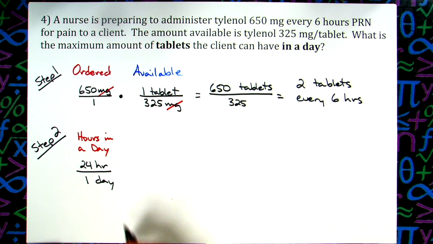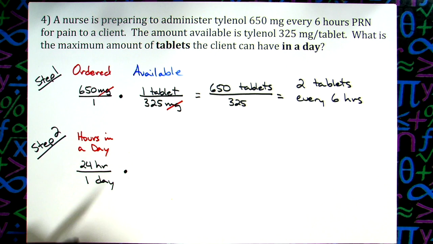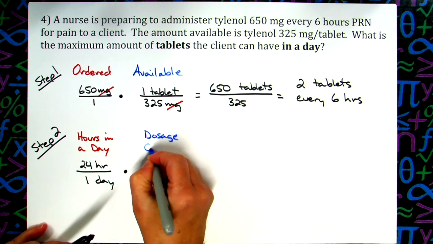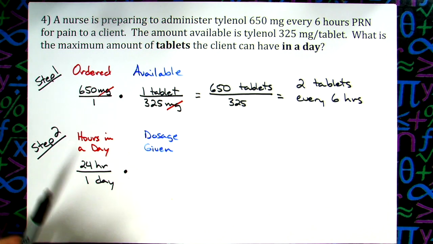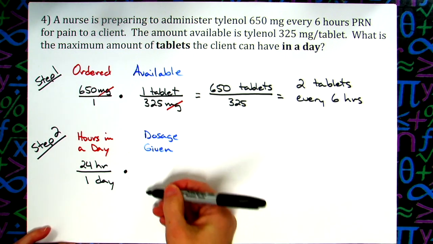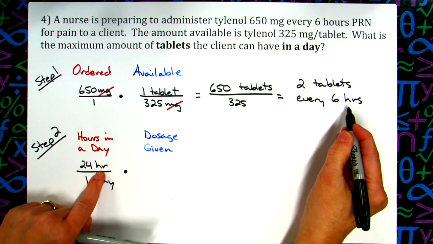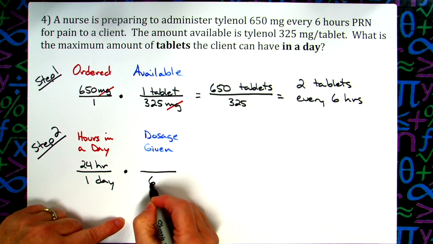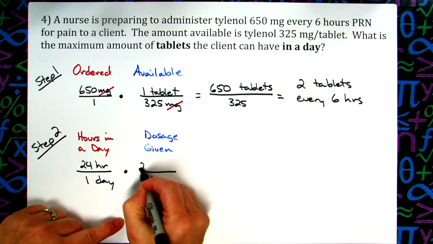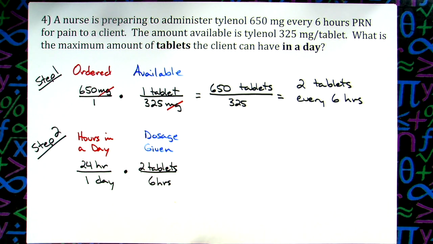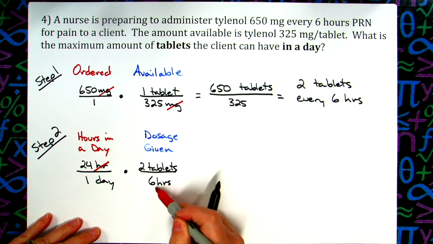Okay, now I'm going to be multiplying this by the dosage that is going to be given. So let's call this dosage given. And our dosage given is going to be 2 tablets every 6 hours. All right, now how do I want to set this up? I want these hours to cross off, so I want the 6 hours in the bottom, and then I want the 2 tablets in the top. Okay, that is then going to allow me to cross off hours and hours.